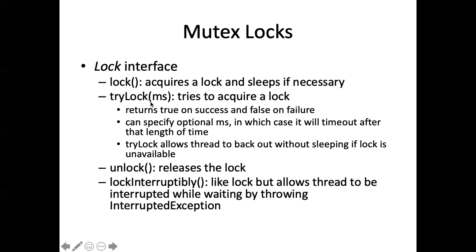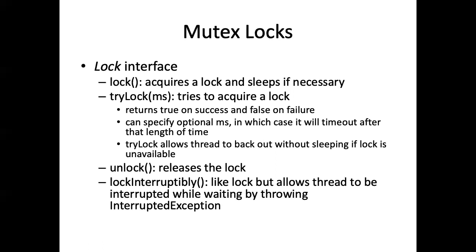Try lock will try to acquire the lock, and if the lock cannot be obtained, will fail and immediately return false. Or you can say, I'm willing to wait for some number of milliseconds, and if I can get the lock in that number of milliseconds, great, and if not, it fails and you can back out. And then lock interruptibly is like lock, which says I will sleep as long as necessary in order to get the lock, but unlike lock, I'm willing to be interrupted while I'm waiting. So if someone calls the interrupt method, I'm willing to be interrupted with an interrupted exception, and I will handle it.